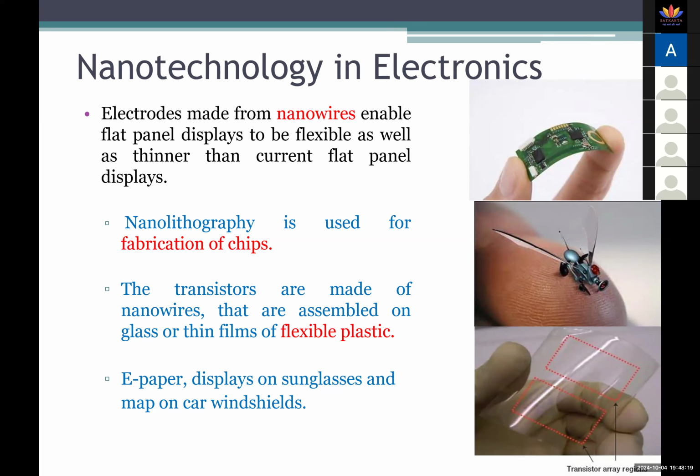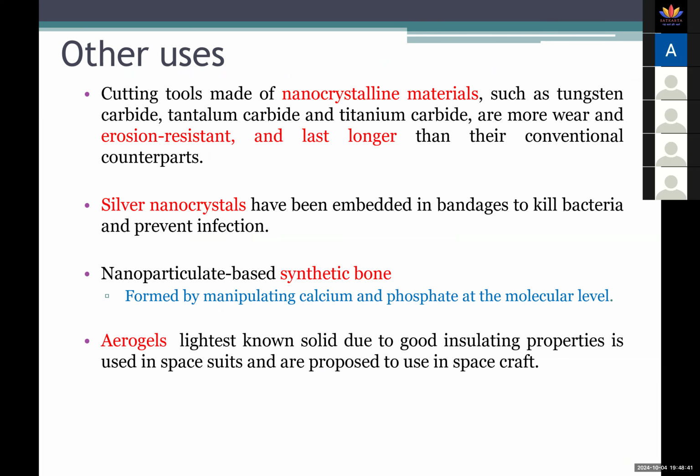So the future is only materials, and you cannot think of any engineering branch without materials. Civil engineers need construction materials. Electronics engineers need materials. You understand? Everybody needs materials, and the design of materials is the primary thing for any engineering application. Any other uses, I just want to mention, like cutting tools. We use several cutting tools, right? They can be made ultra sharp if you use good nanomaterials, right?